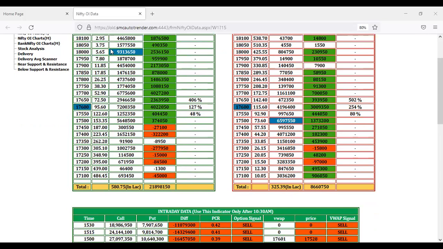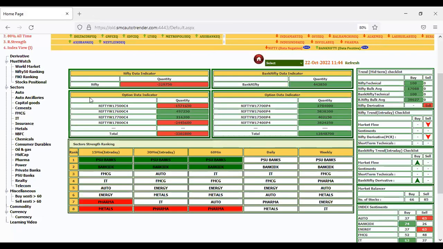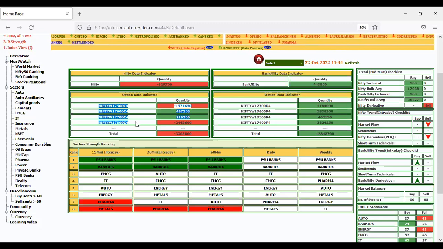Coming back to our home page once again, if you look at the option data indicator, for which we have given you 4 strike prices of call option starting from 17,800. C4 means call 4th week. This is the 4th week running. Nifty W is Nifty weekly.